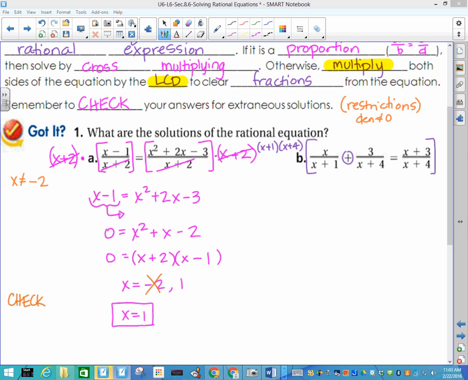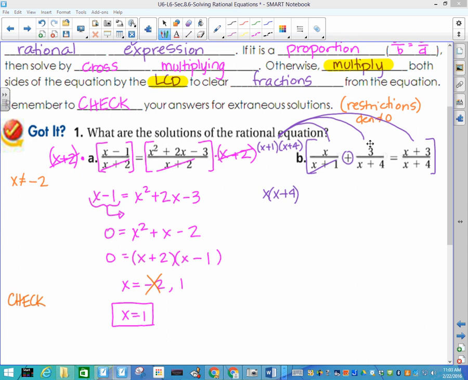And so remember, when I do that, I have to multiply it by the first term, and then the second term, and then this term on the other side. Okay? So when I multiply by this first term, my x plus 1 cancels, leaving me with x plus 4 times x. Or you write that in, doesn't matter.